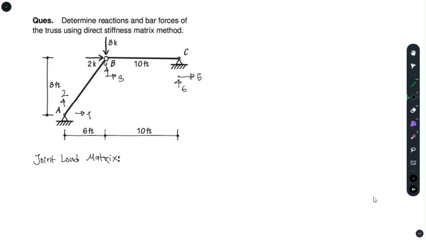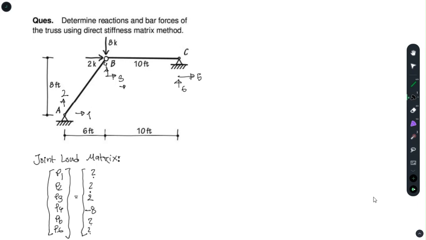So for that, we'll form a matrix: P1, P2, P3, P4, P5, and P6. We just know the values of P3 and P4. We don't know the values of P1, P2, P5, and P6. We'll find those values later. The value of P3 is 2 kip, going right side, and we are assuming that direction as positive. And for P4, which is vertical, we have a downward force of 8 kip, so the value is -8.